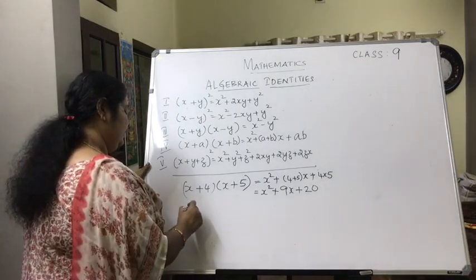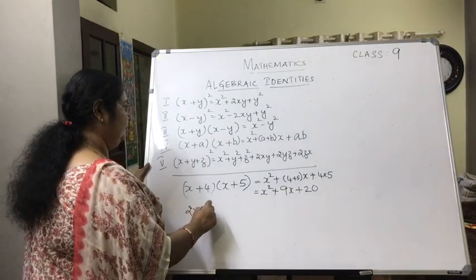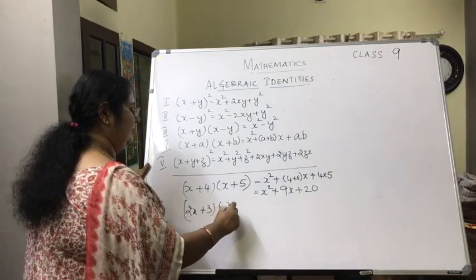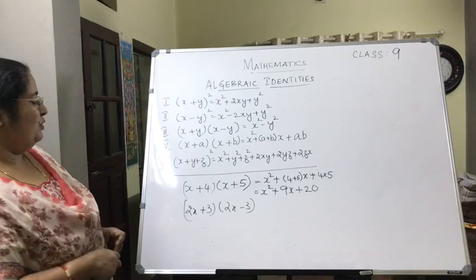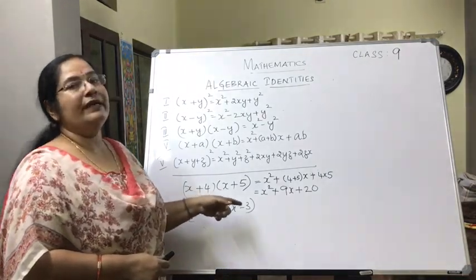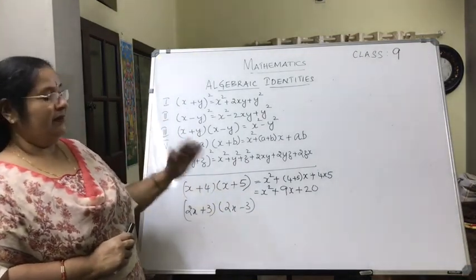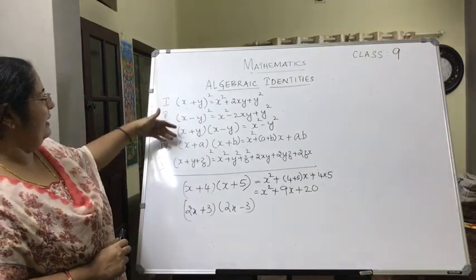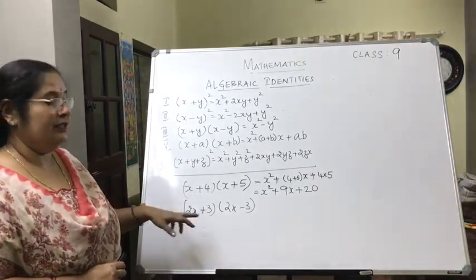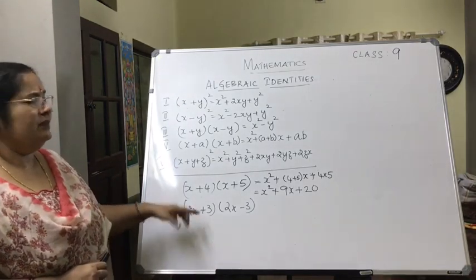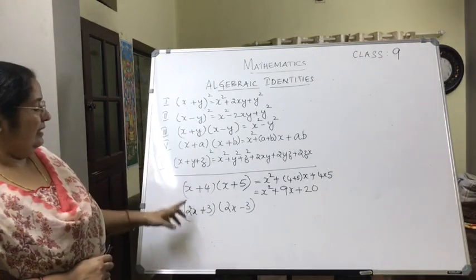Now another question. Suppose it is, look at this question: 2x plus 3 into 2x minus 3. Now look into these identities and find out which identity we can use. Now this is of which form? Just look into the identities and tell.